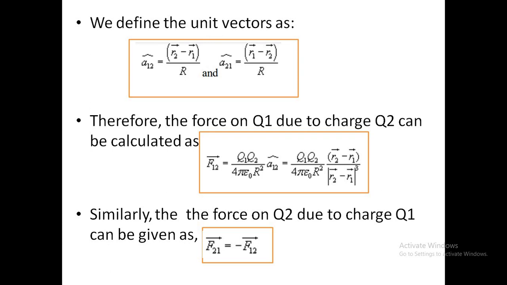Therefore, the force on charge Q1 due to charge Q2 can be calculated as F12 vector is equal to Q1 Q2 divided by 4 pi epsilon naught R square into A12 cap, which is equal to Q1 Q2 divided by 4 pi epsilon naught R square into R2 vector minus R1 vector divided by modulus of R2 vector minus R1 vector raised to 3. Similarly, the force on Q2 due to the charge Q1, F vector 21, can be written as minus of F vector 12.